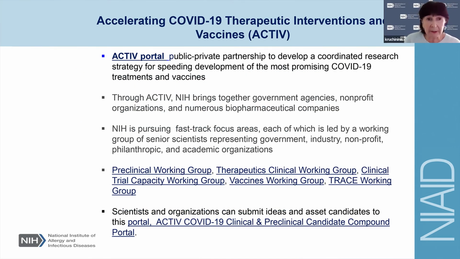One more excellent tool within NIH is the so-called Accelerating COVID-19 Therapeutic Interventions and Vaccines, ACTIV. NIH is taking the lead on this public-private partnership. Through ACTIV, NIH brings together government agencies, non-profit organizations, and numerous biopharma companies. There are several fast-track areas. Below, the last link shows how to submit your information if you would like to get something done faster.